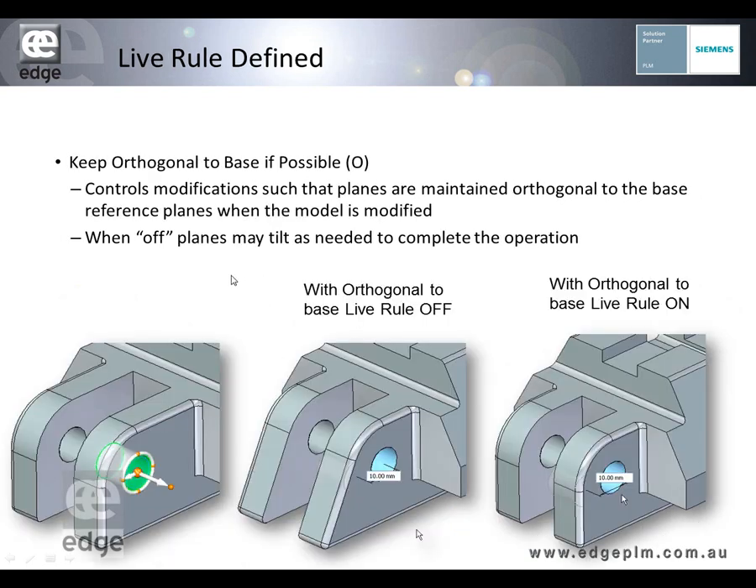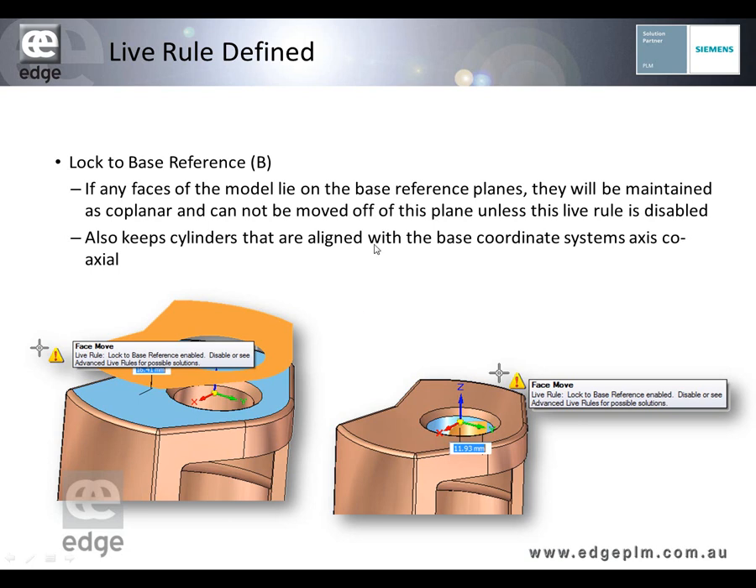Keep orthogonal to base. This one, we're going to move this hole. If the rule is off, then this face which was orthogonal to the base planes is no longer. If we turn the rule on, then when we move this hole, this face will remain upright instead of angling. Pretty simple, but pretty basic. This one tends to fool people a little bit.